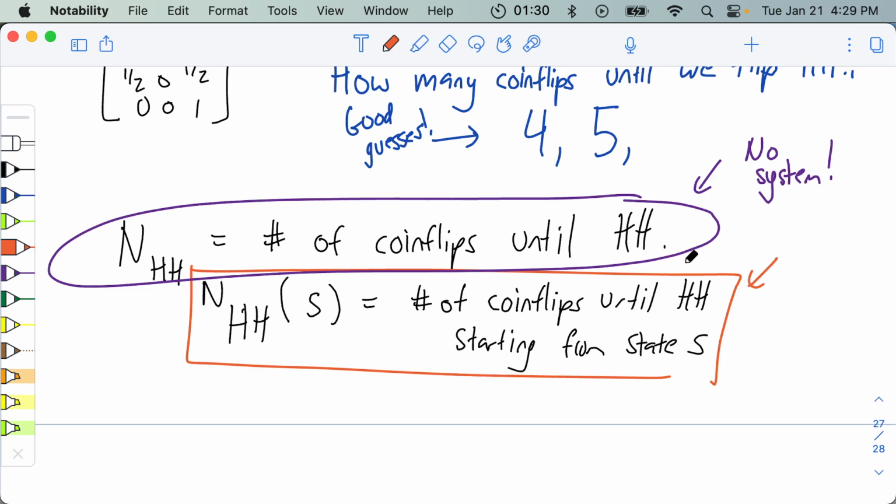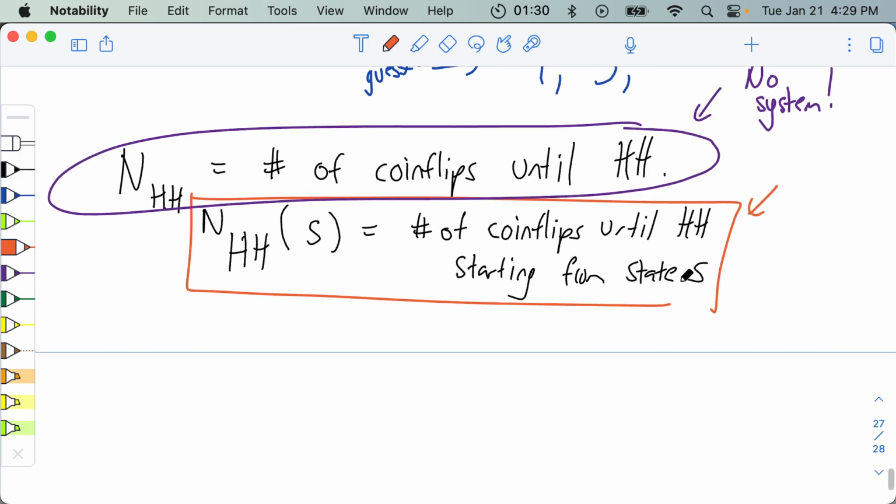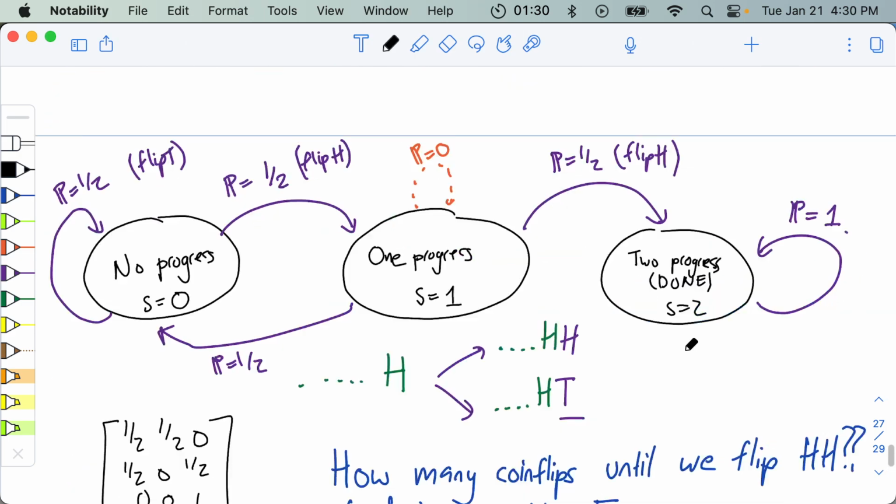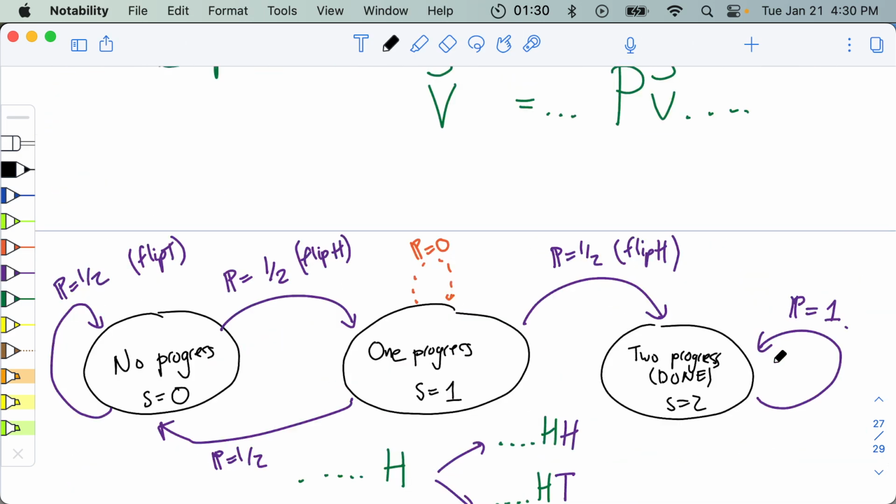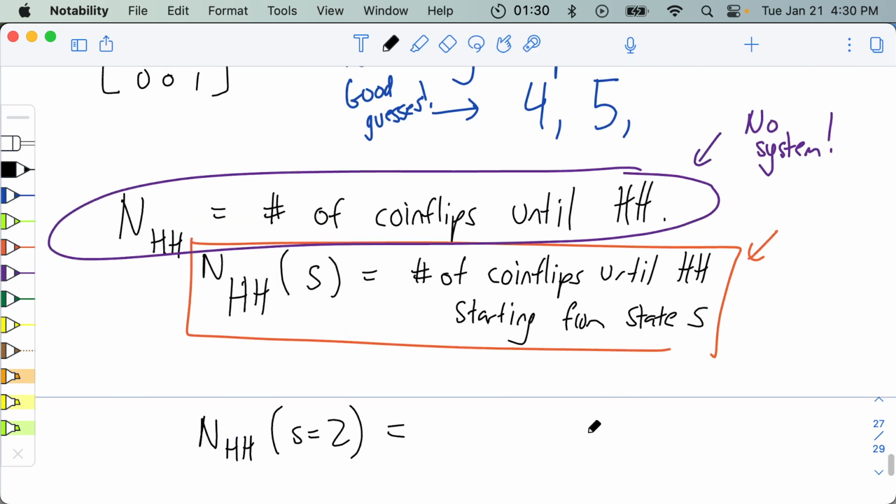And so let's figure it out. The first thing we're going to do is write down some of the equations that we know. I'm going to do an easy one first. What is N_{HH}(2)? Let me write s equals 2 so we can be really clear. That's the number of coin flips it takes until you get heads heads, but you already got heads heads. Well, that should be 0. I think any reasonable definition is 0. You are already done.